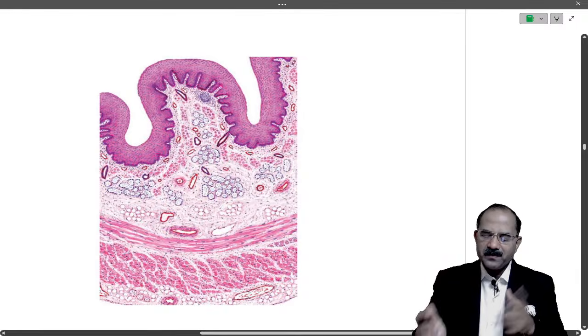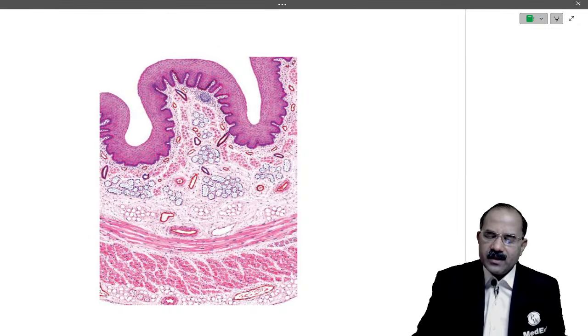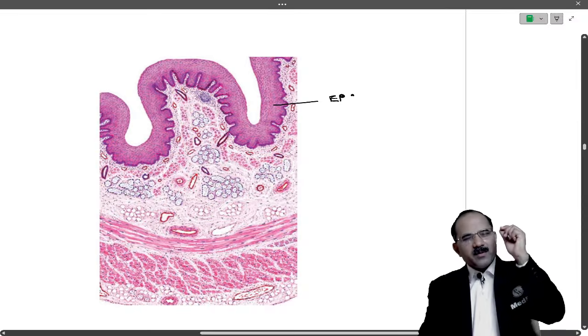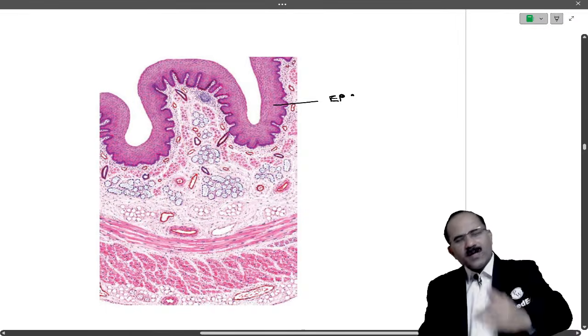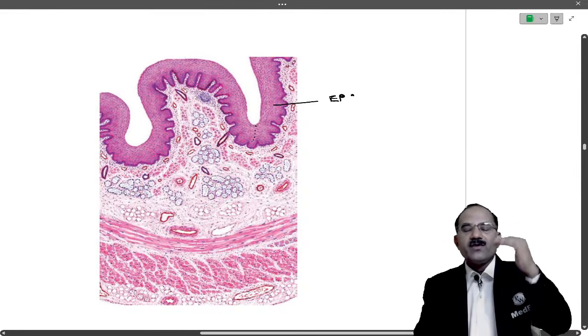Can anyone tell me? This is a slide of GIT for 100% sure. Why? Because the layers of GIT are seen. What is this? This is the epithelium. Can anyone tell me what type of epithelium this is? You can see it is multi-layered. Look, many nuclei are seen. So it is a stratified epithelium.